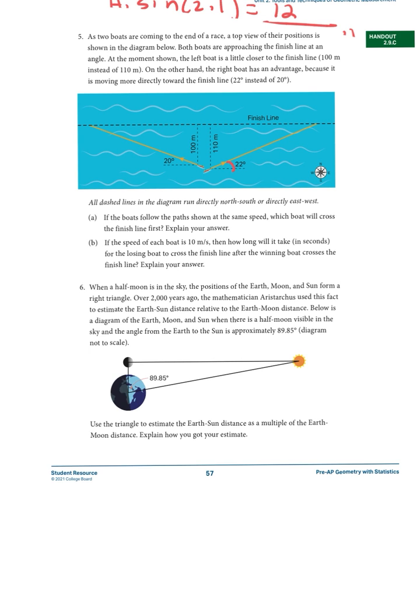So I know that this is 22 degrees. These are corresponding, these are alternate exterior angles. So that means that this is also 22 degrees. Same thing here. This is 20, so that would mean that this is also 20. Okay, and I have my right angle right here.